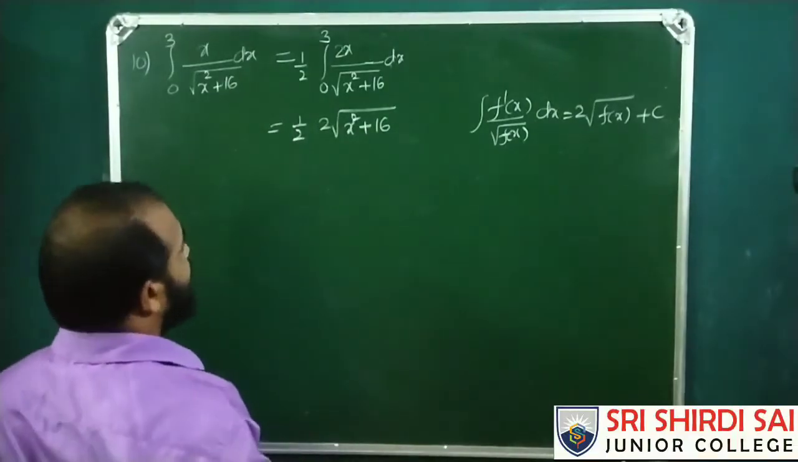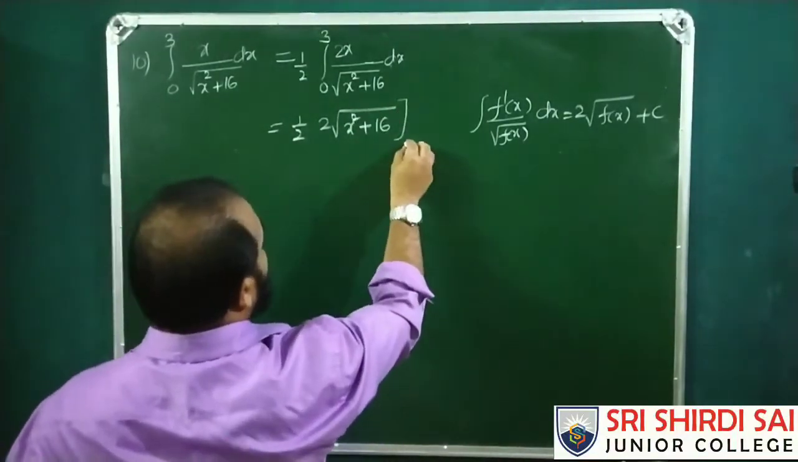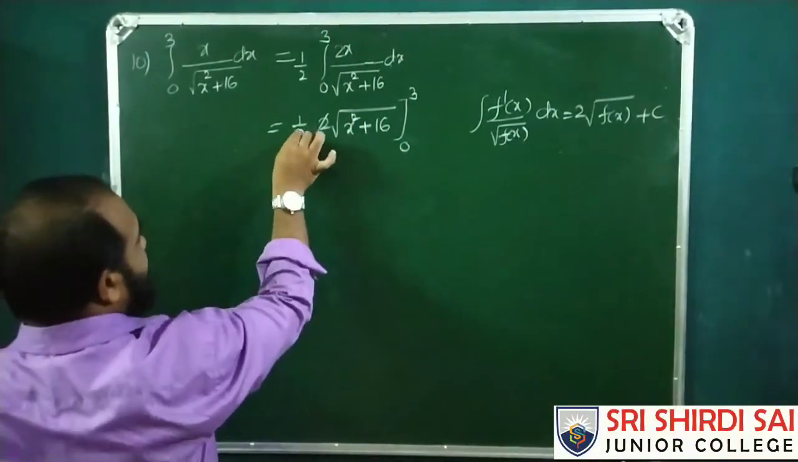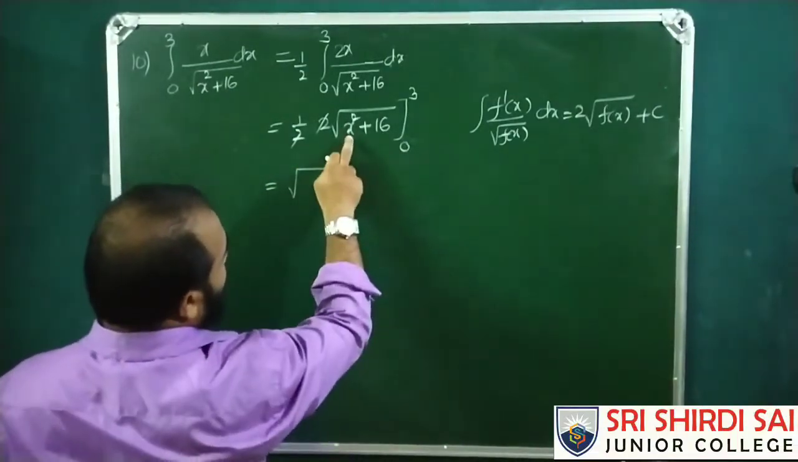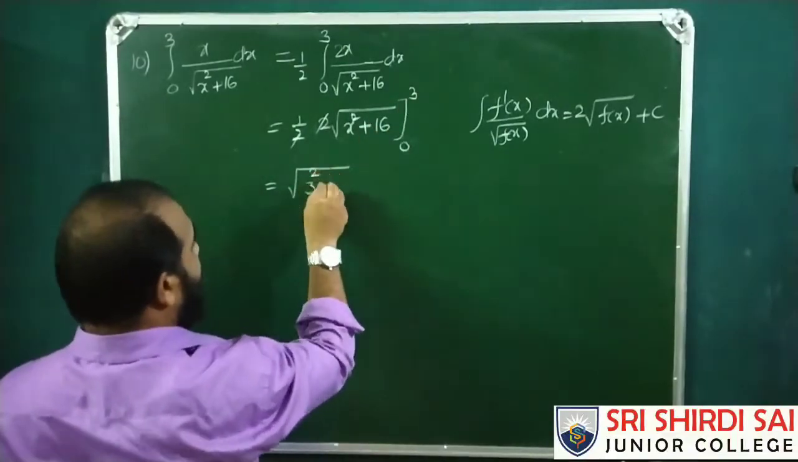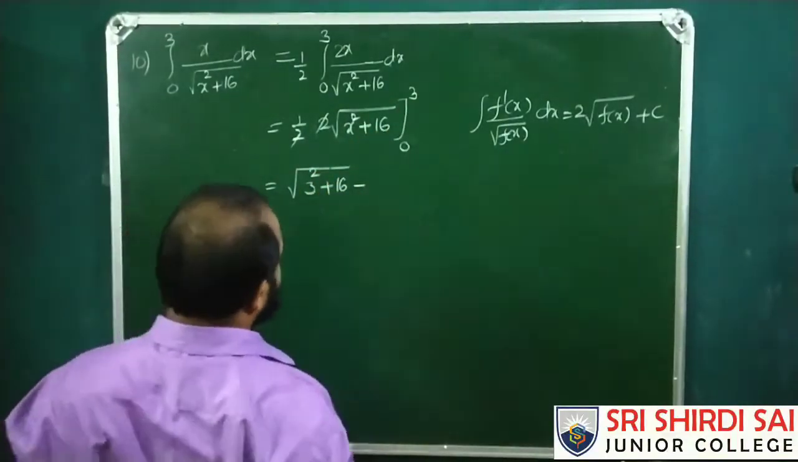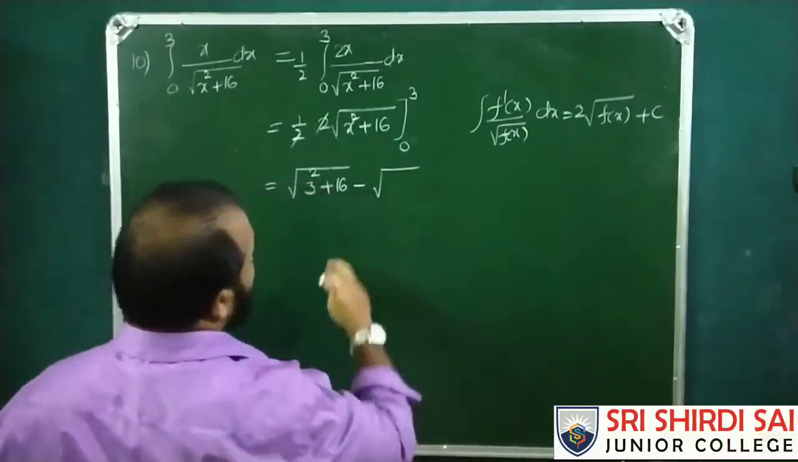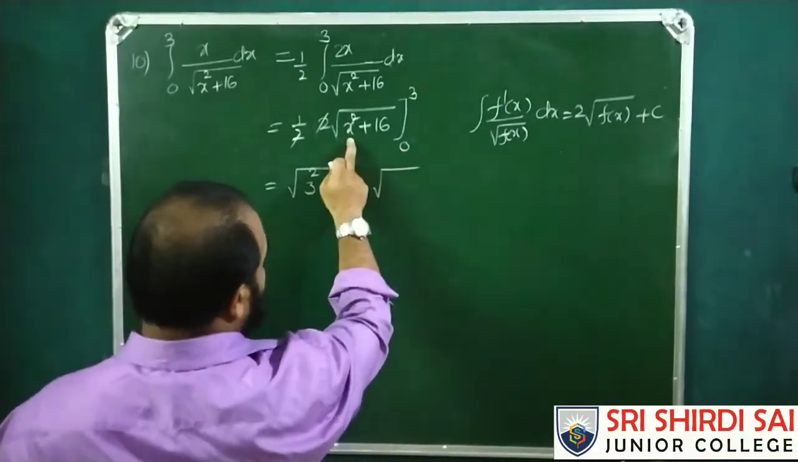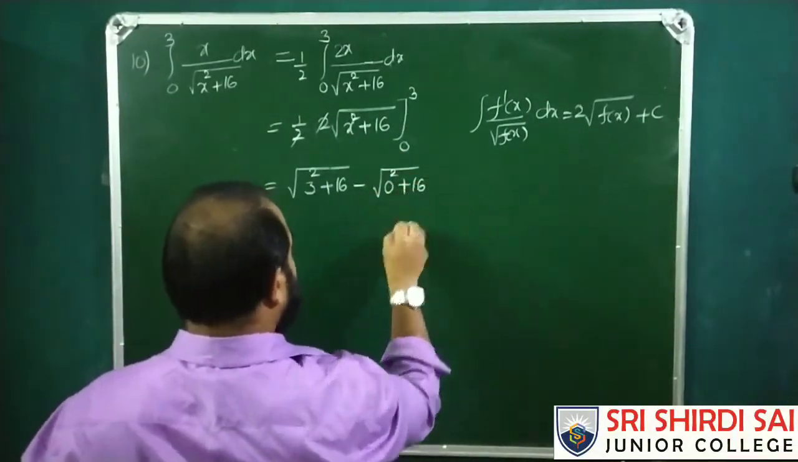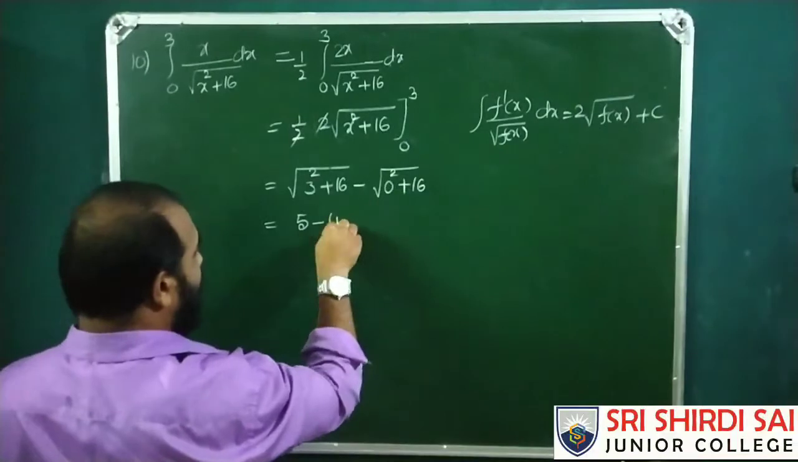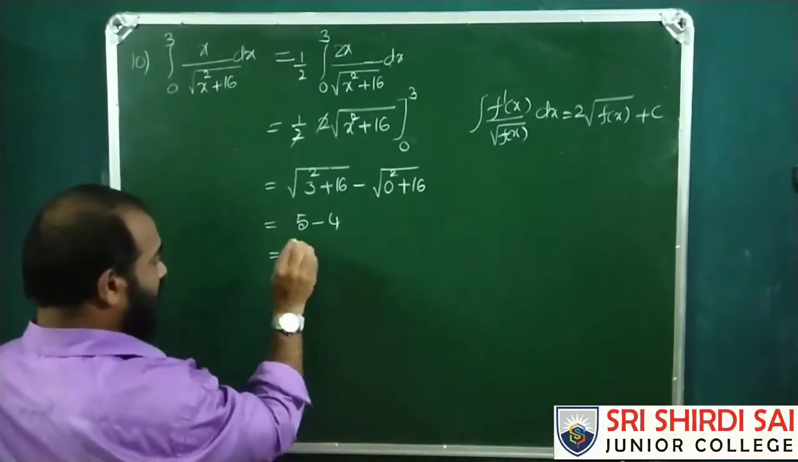Since the process of integration is over, we need to write the limiting values here. So 2 gets cancelled. So square root of, in the place of x, substitute the upper limit: 3 square plus 16, minus square root of, in the place of x, substitute the lower limit: 0 square plus 16. So 3 square is 9, plus 16, root 25 value is 5, minus root 16 value 4. 5 minus 4 is 1.